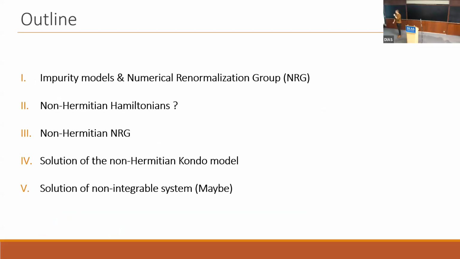Okay. So, in order of the talk, I will first introduce quantum impurity models and the regular NRG, because I'll be talking about the non-Hermitian version of NRG. I'm not going to assume everyone's familiar with it. And then I'll do a brief overview of non-Hermitian Hamiltonians, and I'll also assume not everyone's familiar with them. And then we'll get to the actual crux of the talk, which is non-Hermitian NRG, and using it to solve the non-Hermitian Kondo model. And maybe if we have time, we'll get to the solution of a different model other than the Kondo model.